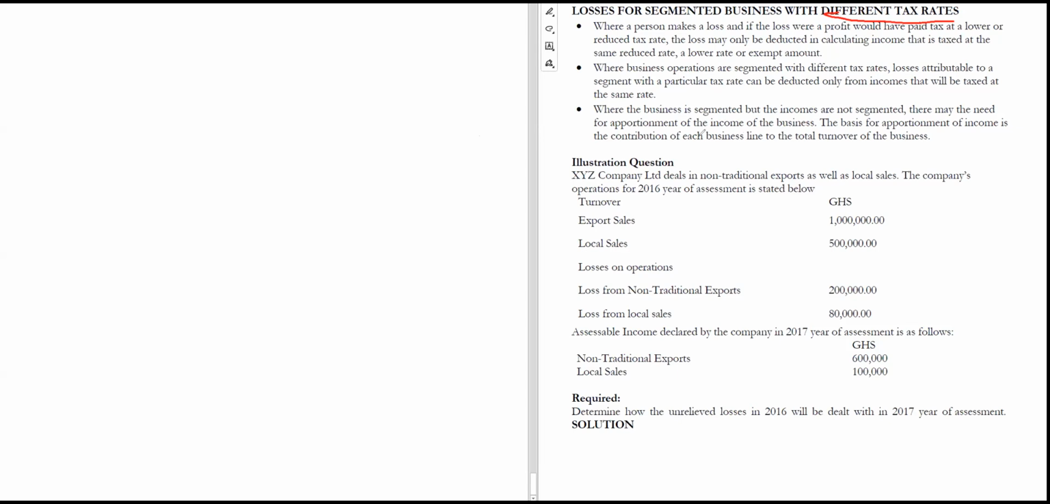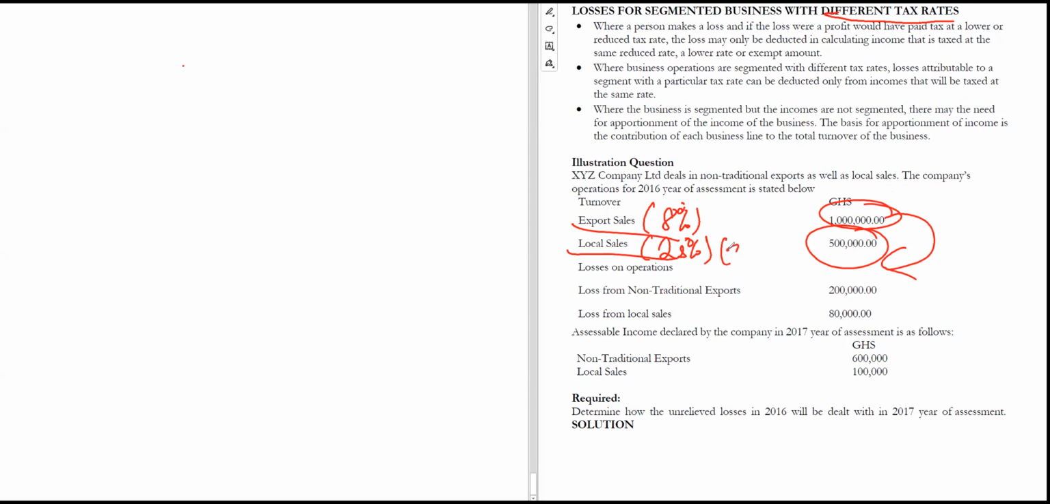if you operate different businesses, and this business has a lower tax rate and you make a loss under a business with a higher tax rate, you cannot take the loss from the other business. Let's say I have export sales and local sales. We know non-traditional export sales are taxed at 8%, true or false? True. And local sales are taxed at 25%. If I make a loss from this export sales, I cannot charge it against the local sales. It doesn't work like that.